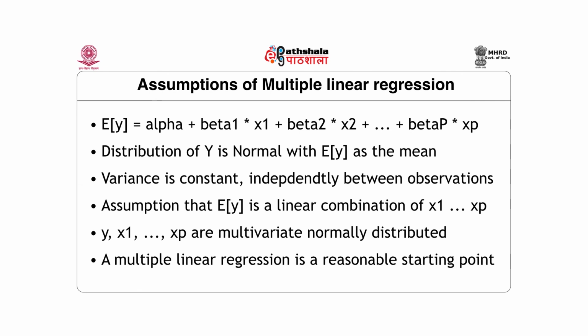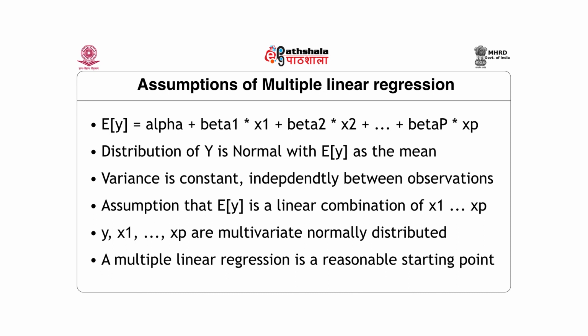So before we finish this, a couple of other points. One is that there are some core assumptions in multiple linear regression. In multiple linear regression, we'd really like to find out the expected value of y. It's like a fitted value of y, and that is based on the alpha, the beta 1 of the x1 value, the beta 2 of the x2 value, and so on. You can fit as many variables as you like, so beta p times xp.